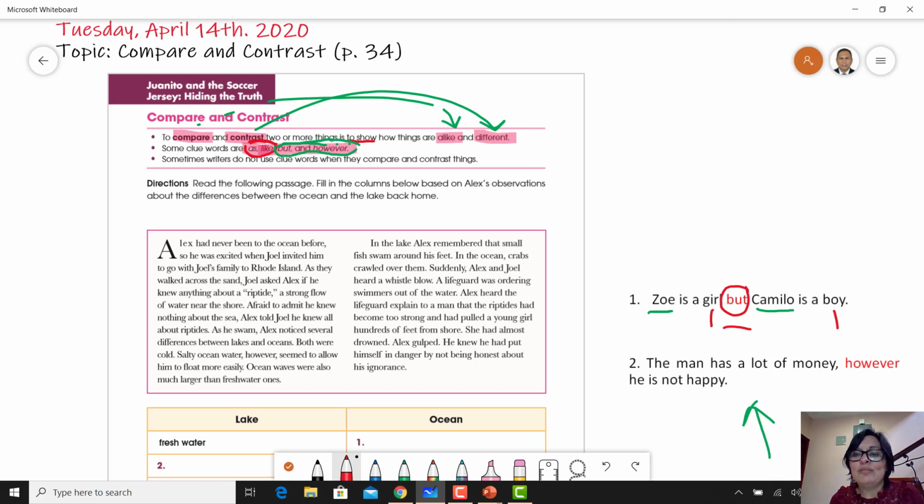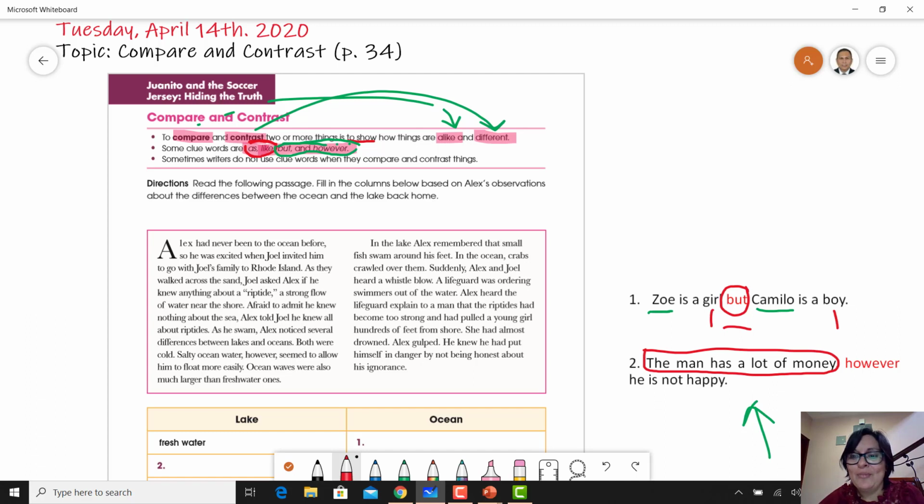Let's read the sentence number 2. The man has a lot of money. However, he is not happy. So in here we are comparing the same man, but we are comparing the situation. In the first part, the man has a lot of money. Is that situation good or bad? Having a lot of money. Good, right? Who doesn't want to have money? Tell me. Okay, so we are comparing situations.